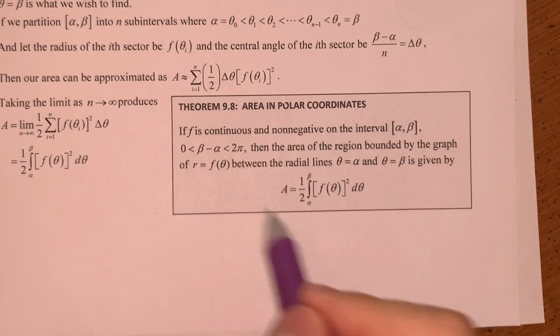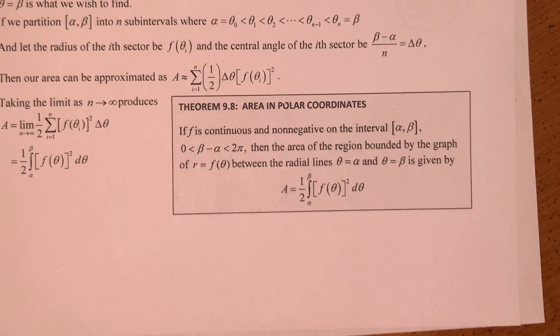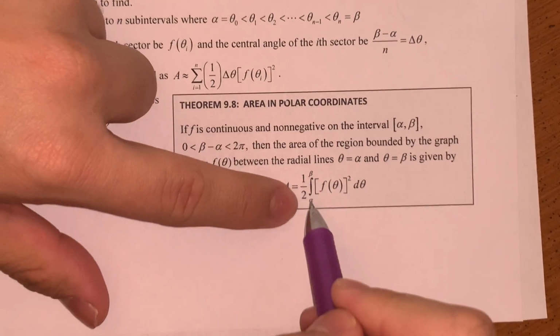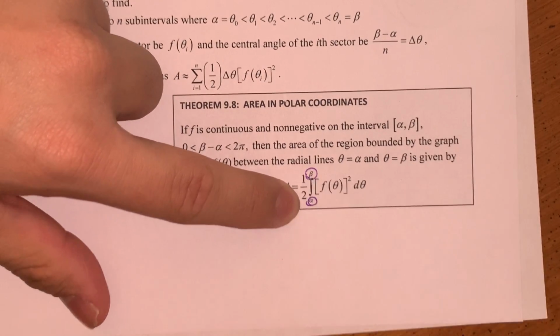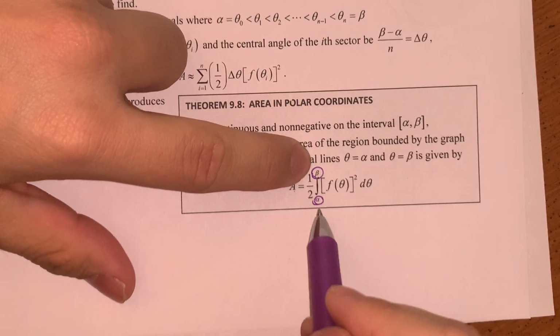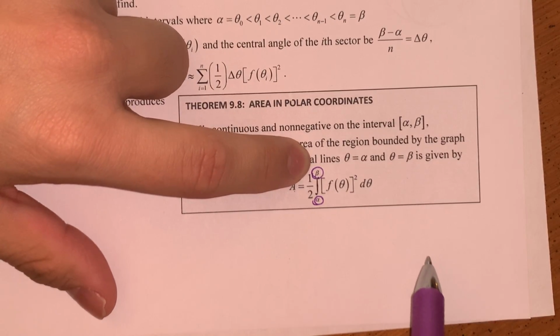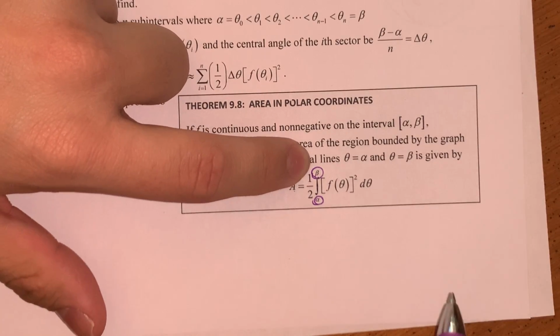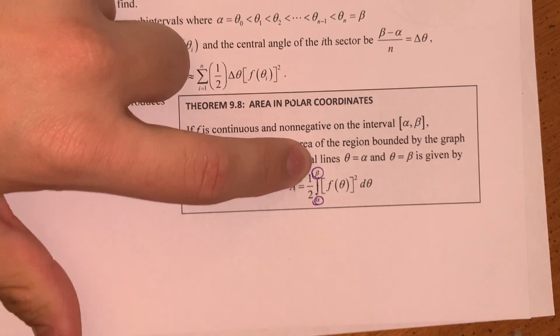All right, so you're going to find out that the setup of all of these areas for polar regions is extremely easy until you get to deciding what your alpha and beta are. That, in my opinion, is the hardest part about this whole section. I remember I struggled with it when I took Calculus 3, and I know you guys will too.